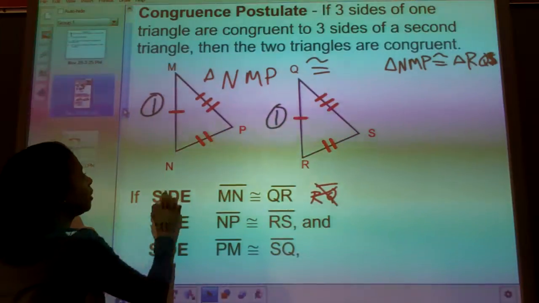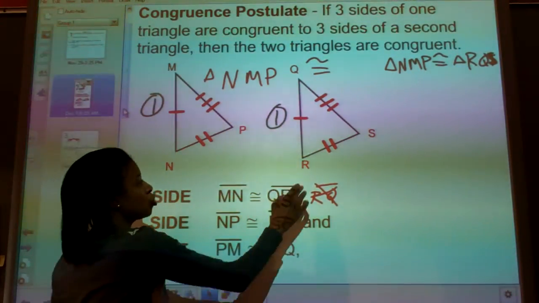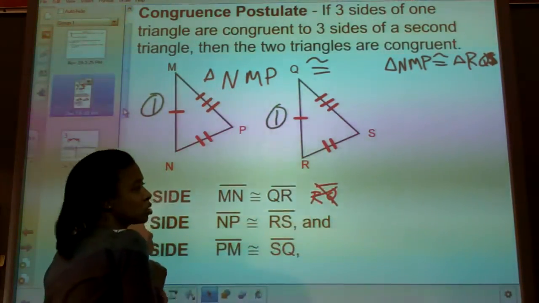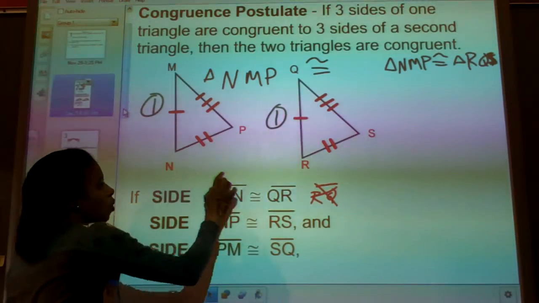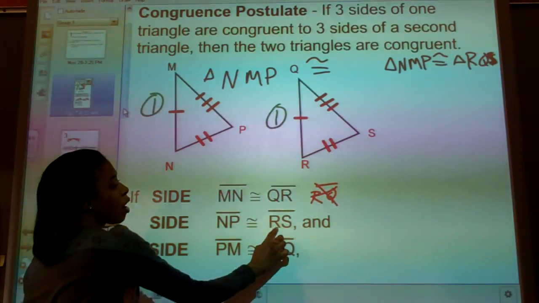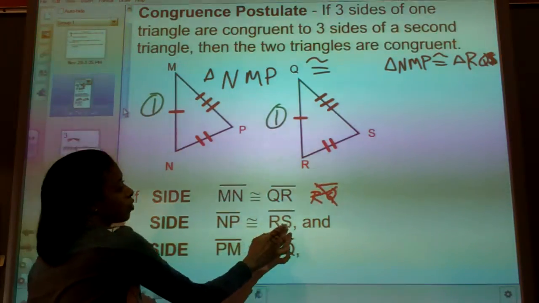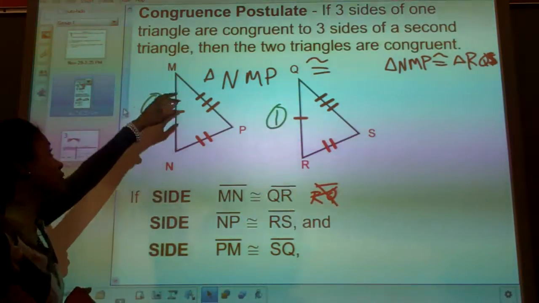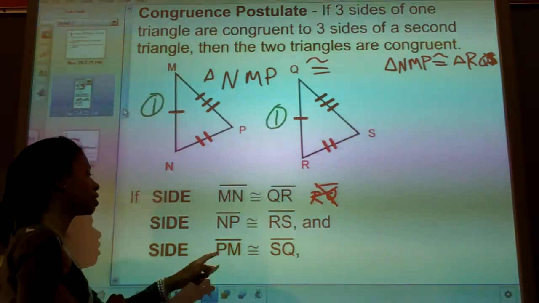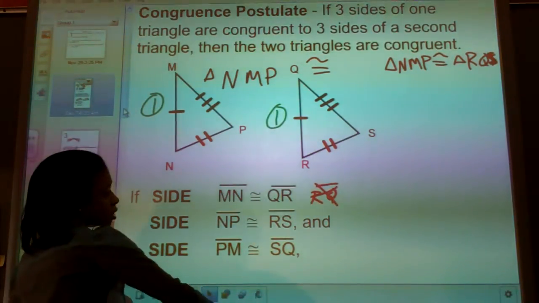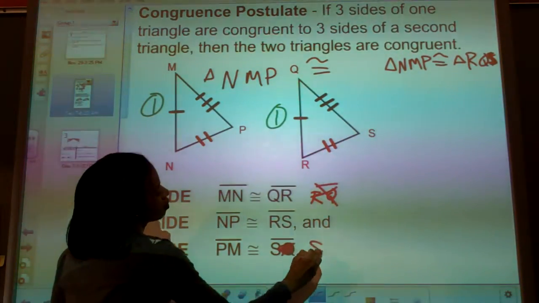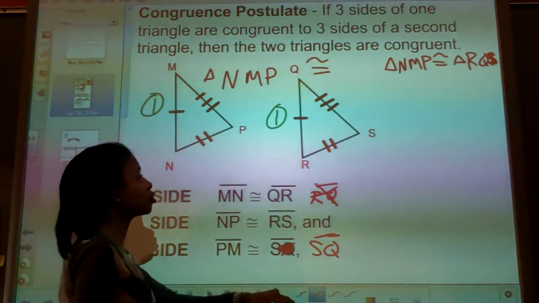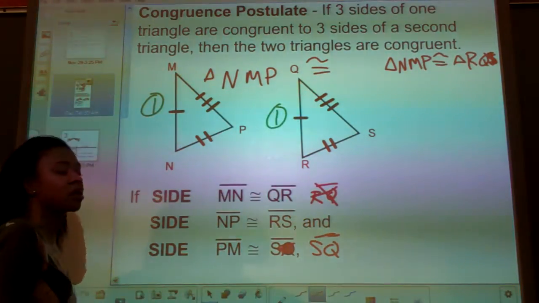I have side NP, and I'm saying it's congruent to RS. And I know they're the same length because they both have the double tick marks or double line marks. Okay, and again, N corresponds to R, so I say NP to RS. And I label P second with S second because they're in the same position. Right, and finally the third side is PM is congruent to, and this should be SQ. So let me just fix that up while I have it here. So PM is congruent to SQ, and it should be in that exact order.